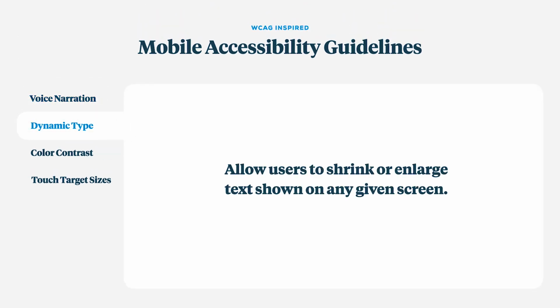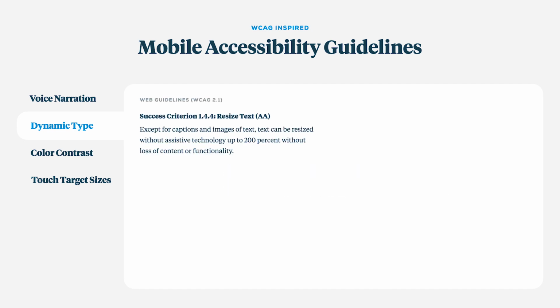Dynamic Type gives users the ability to shrink and enlarge text shown on any given screen in a native mobile experience. This too benefits users who may be blind or have low vision, as well as those with dyslexia or other cognitive and learning disabilities.